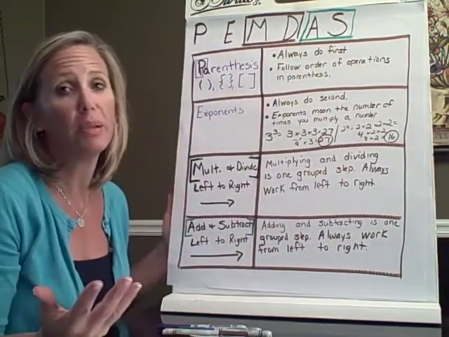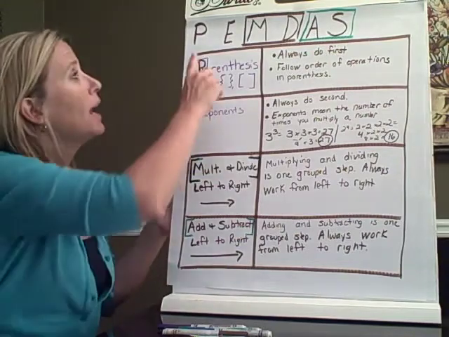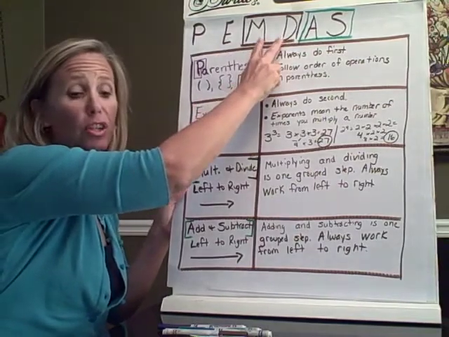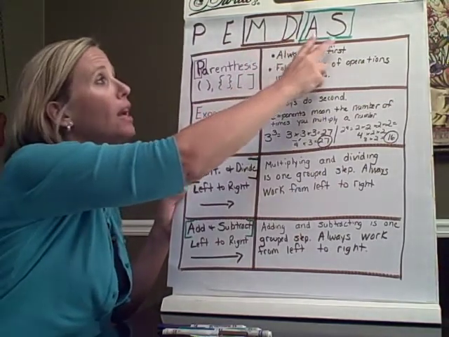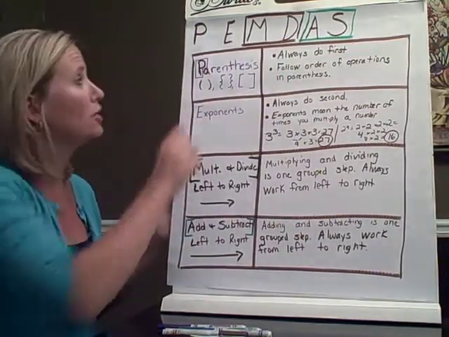Now it says, please excuse my dear Aunt Sally. That's an acronym to help you remember it, or PEMDAS is the acronym. And it stands for parentheses, exponents, multiplication and division, and notice they're grouped because you do them together, and addition and subtraction. Okay, let's start with a quick explanation.